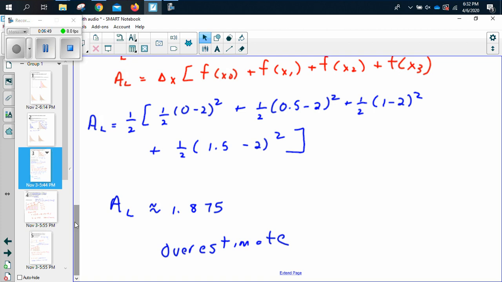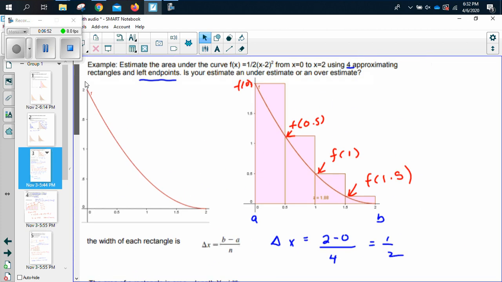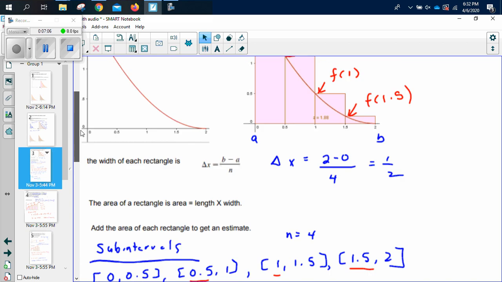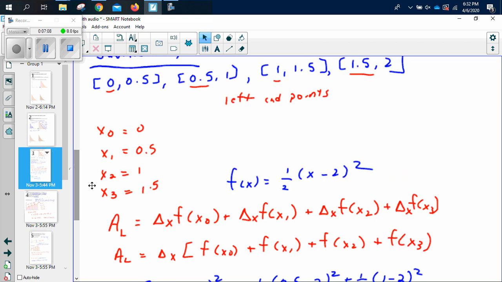Now, it's an overestimate. How do I know that? Well, if you look at what I added together, I added the area of these 4 rectangles, and that's more than the area under the curve because the rectangles go over that curve. So it's an overestimate. I know that in this particular function.